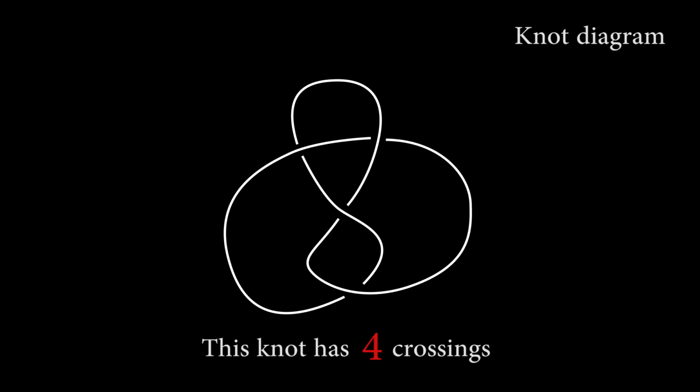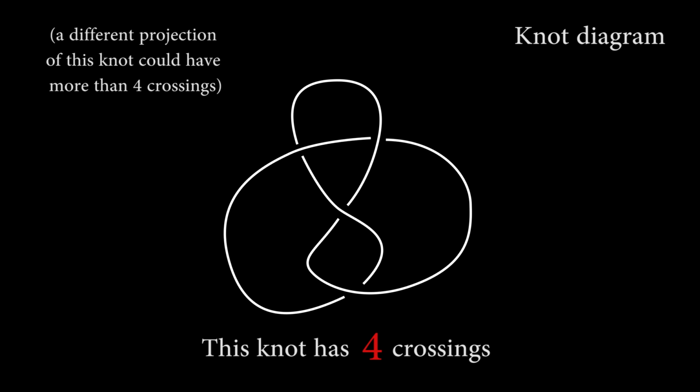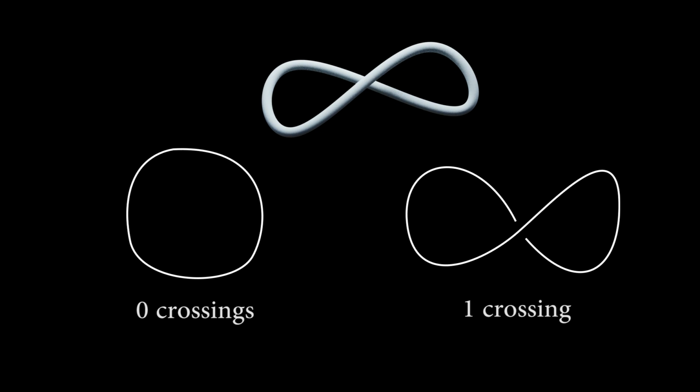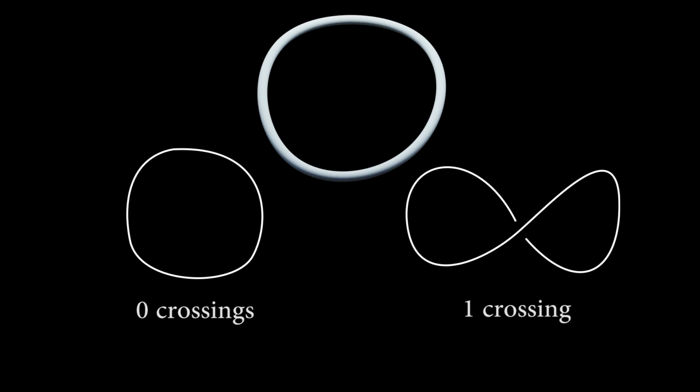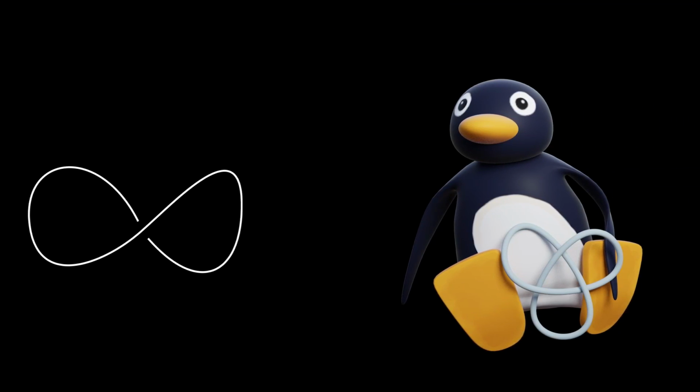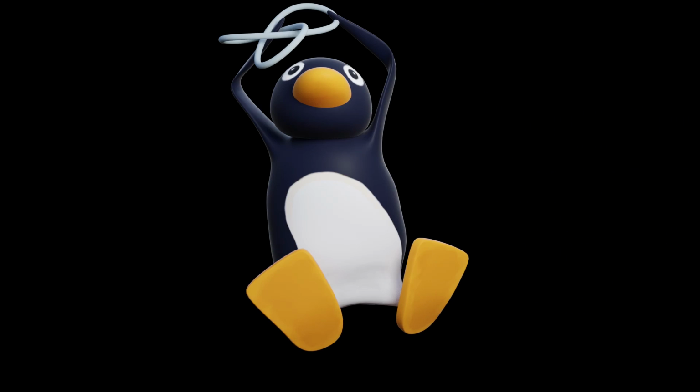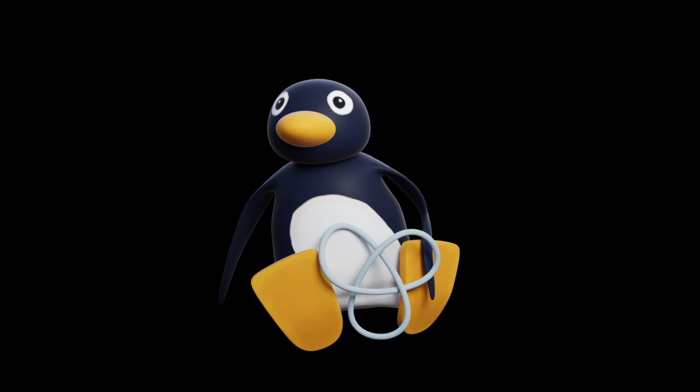The thing is though, different projections of the same knot can have different numbers of crossings. For example, these are both the unknot, but the first has 0 crossings and the second has 1 crossing. We say they're both the same knot since we can untangle one into the other without ever letting the string pass through itself. That means that my knot could be the unknot. I just need to find the right way to untangle it. Well, let's think about that.